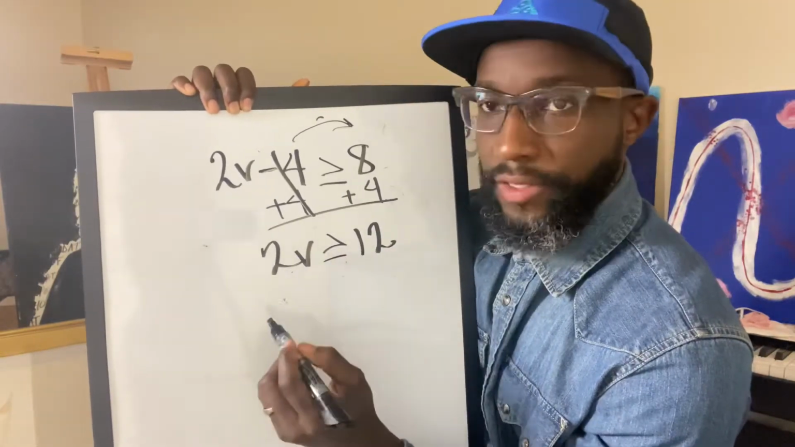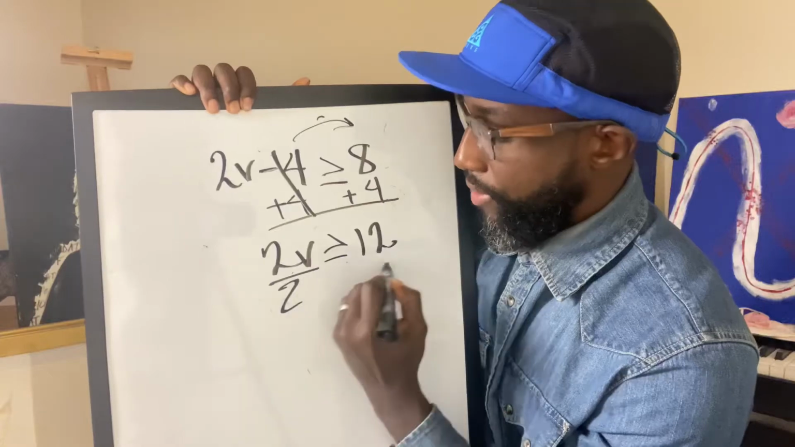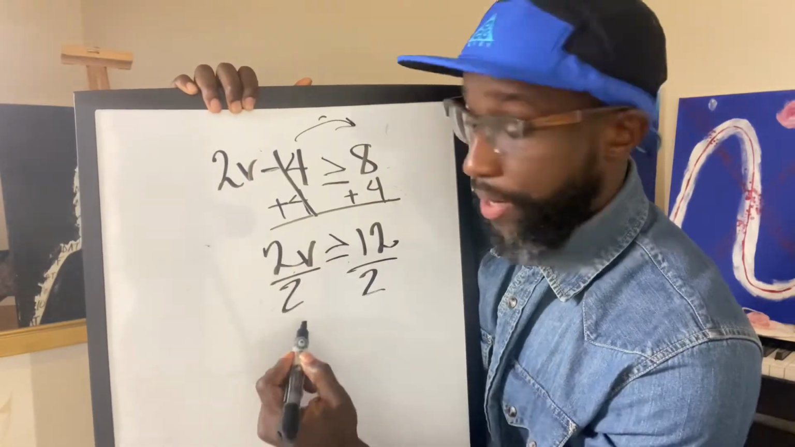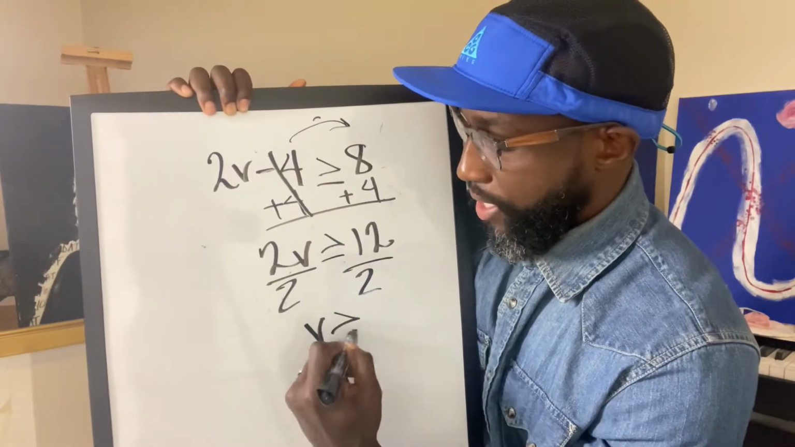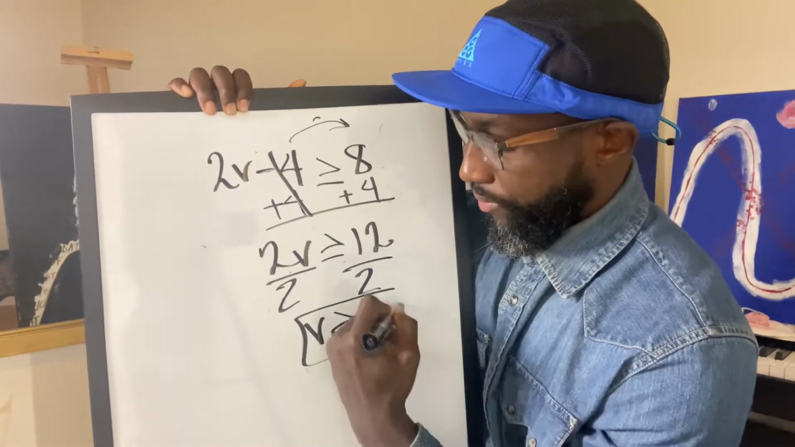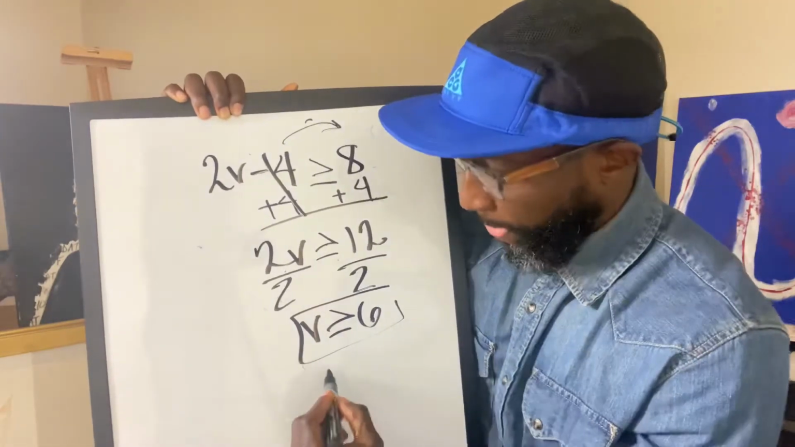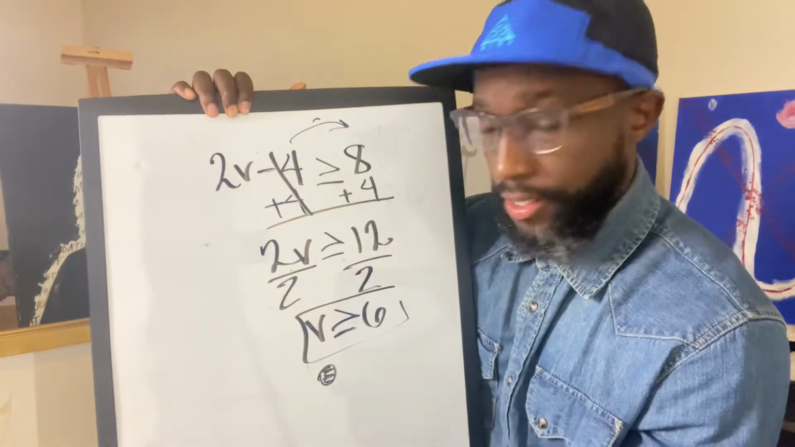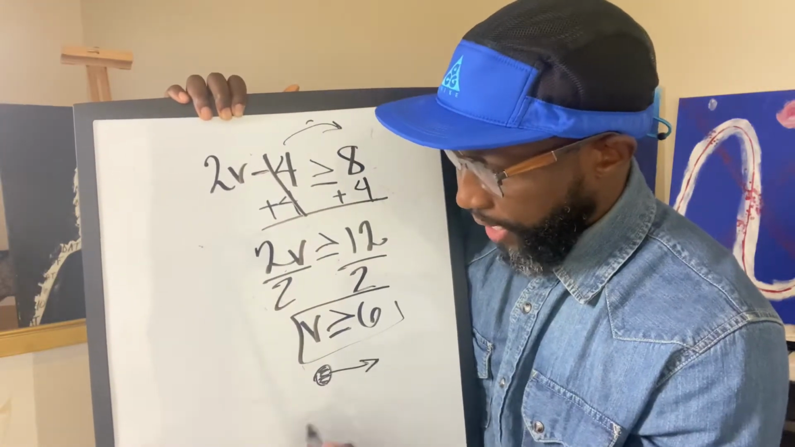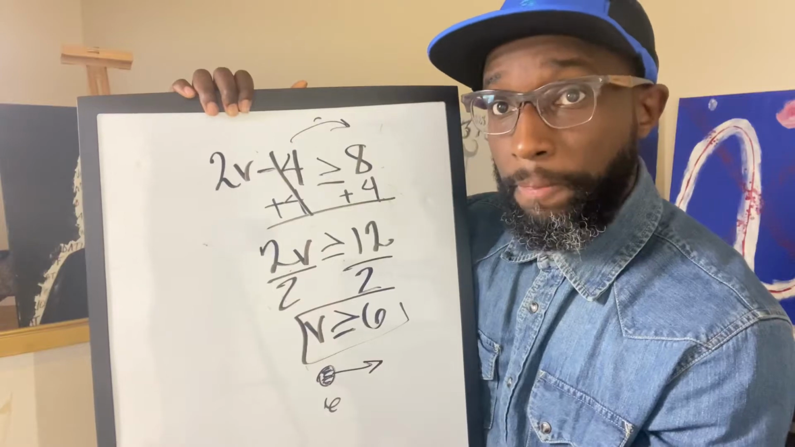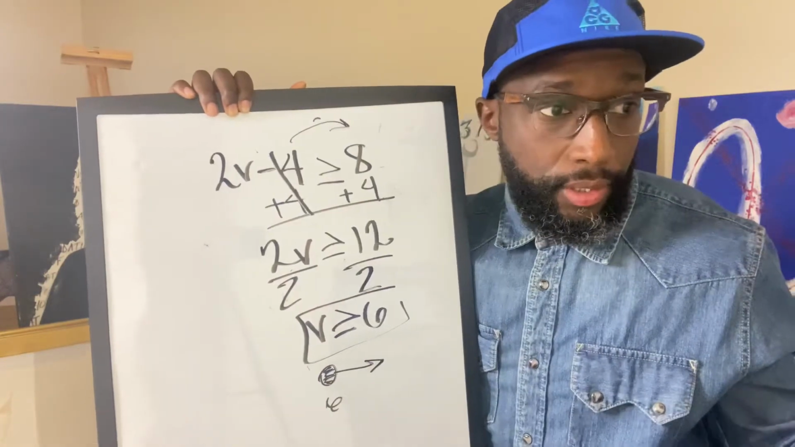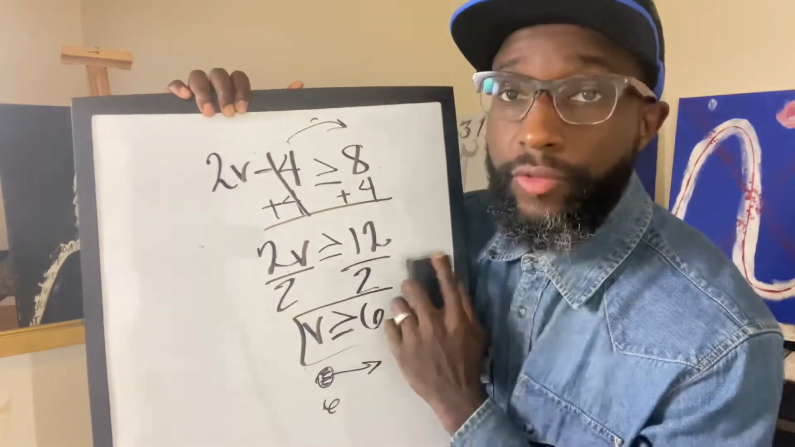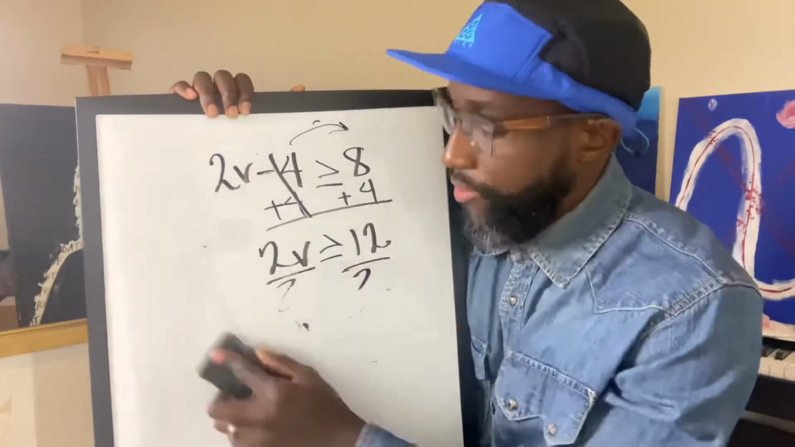Then we can solve. We divide by a positive 2, so the sign stays as it is, because we're dividing by a positive. v is greater than or equal to 6. Let's graph it. Make our circle. The equal to makes us shaded in. Greater than, so to the right side, and this is 6.